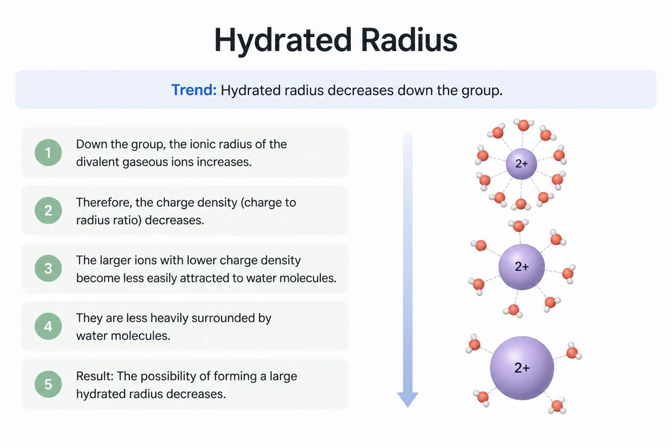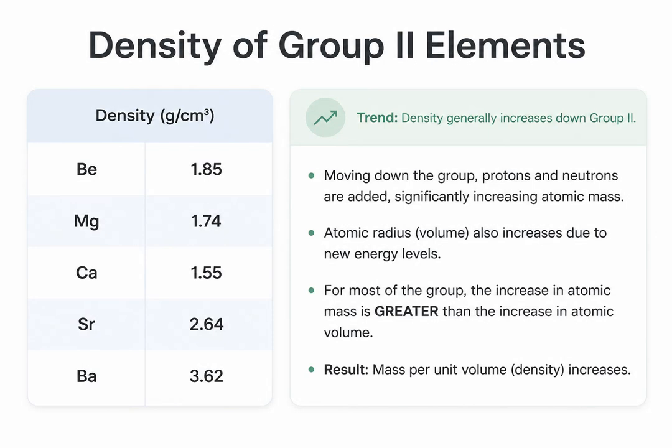Let's shift our focus to the hydrated radius. Interestingly, the trend here is that the hydrated radius decreases down the group. As we move down, the actual ionic radius of the bare ion increases. Because the charge remains a constant +2, this larger size means the charge density drops. A lower charge density means the ion has a weaker attraction to water molecules, so it gathers a smaller shell of water around it. Next, we look at density.